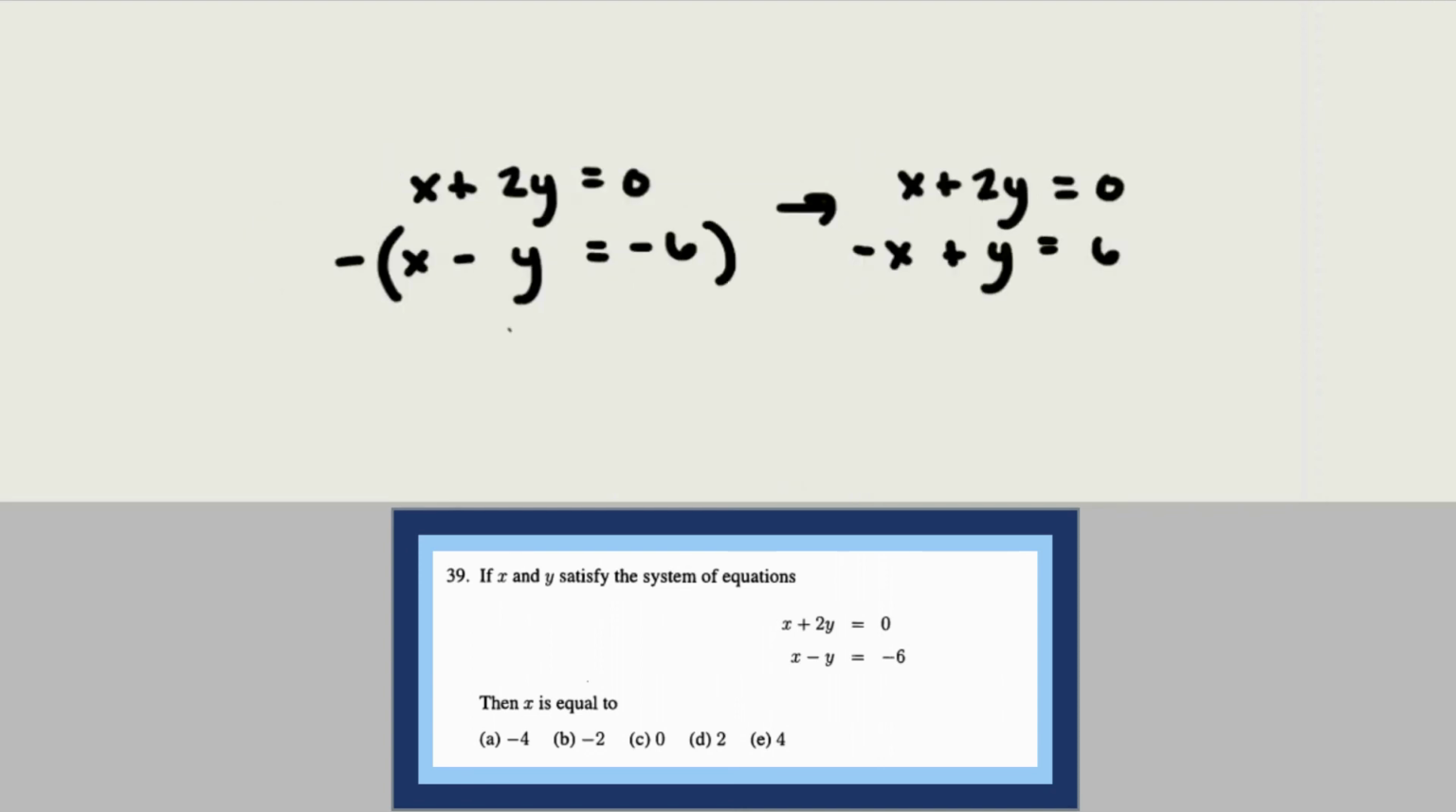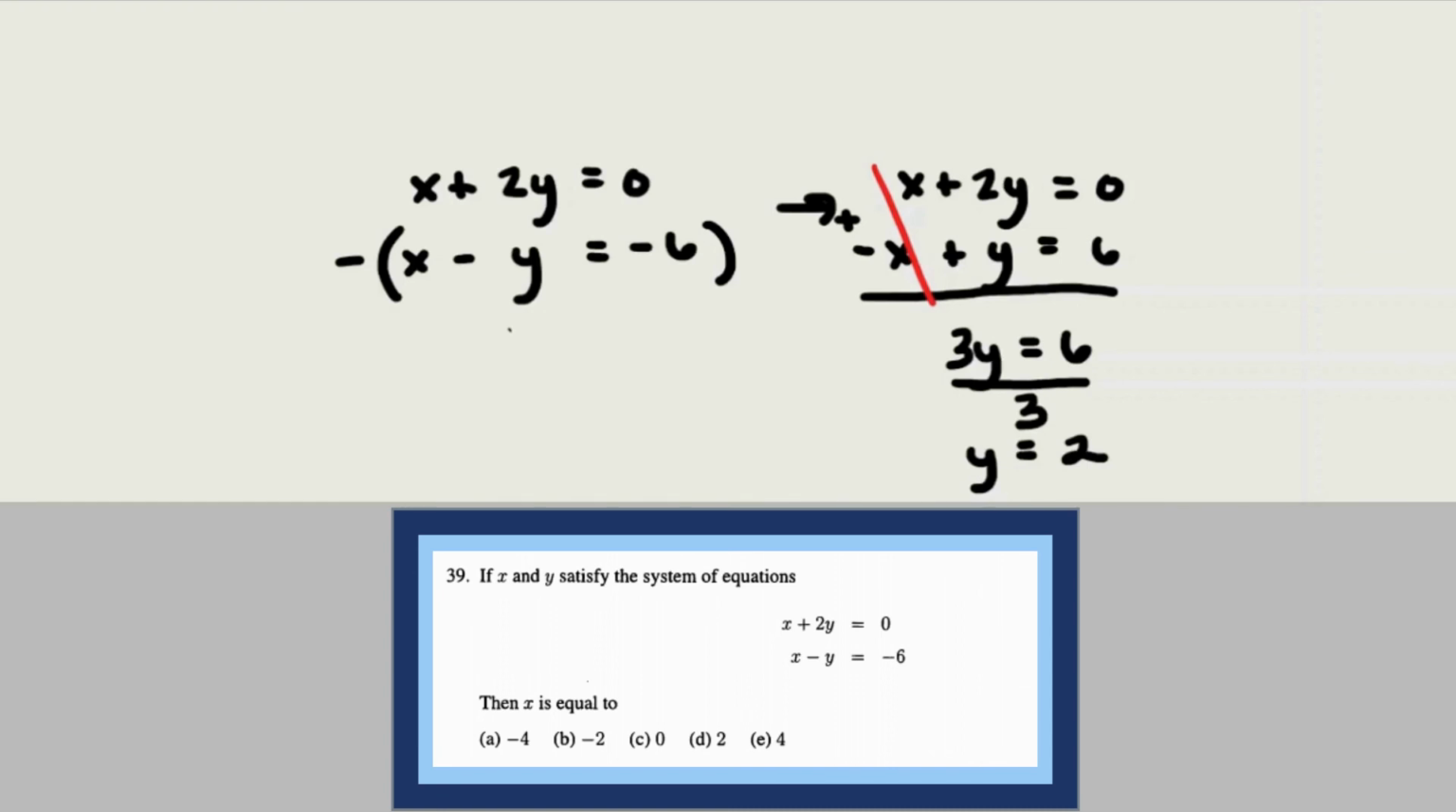And now that we've done that, we can add these two together. So we have x plus a negative x, that will cancel out. And then we have 2y plus y, that will give us 3y. And then we have 0 plus 6, and that'll give us 6. And then now we can solve for y. So what we're going to do is divide by 3. And basically, 3y divided by 3 is just y, and then 6 divided by 3 is just going to be 2. So we got what our y is.